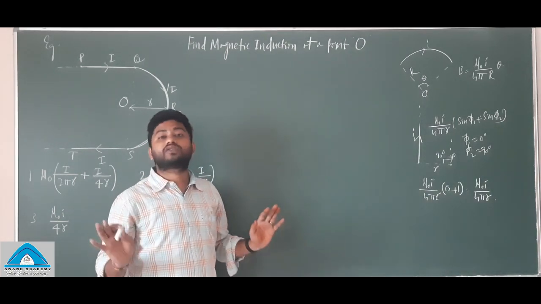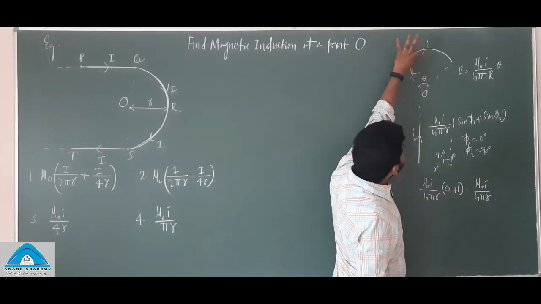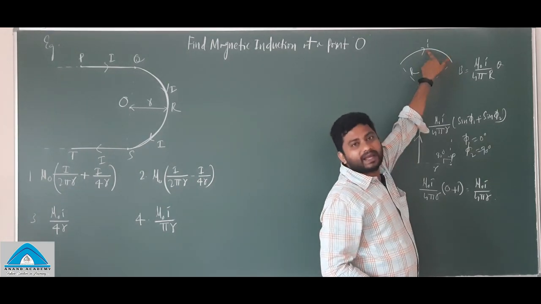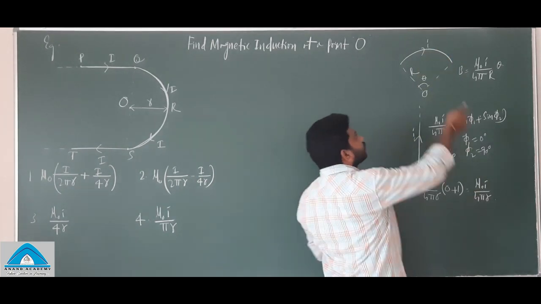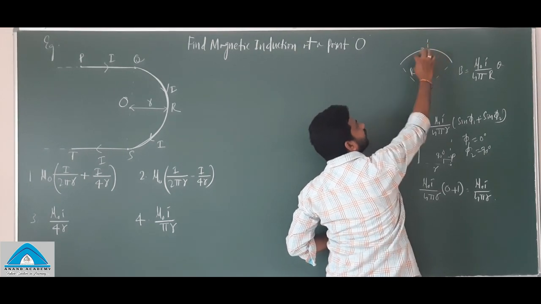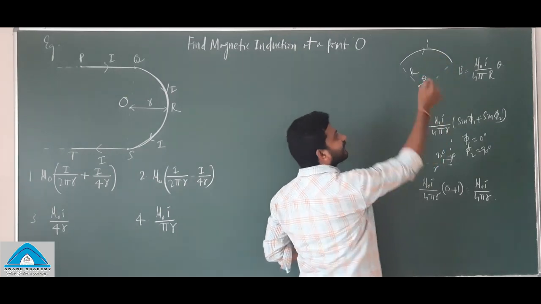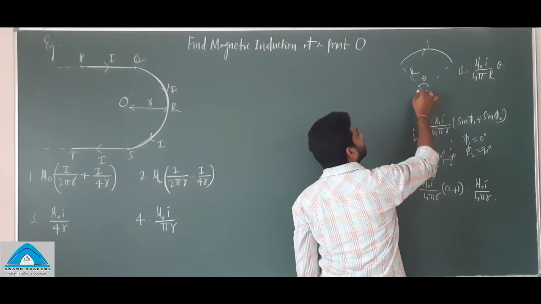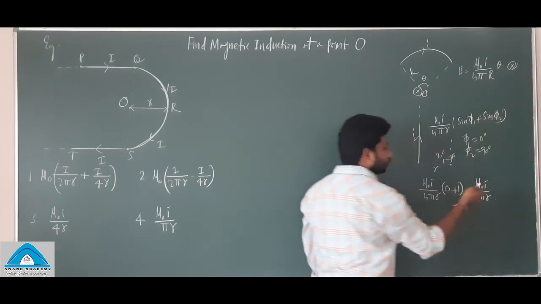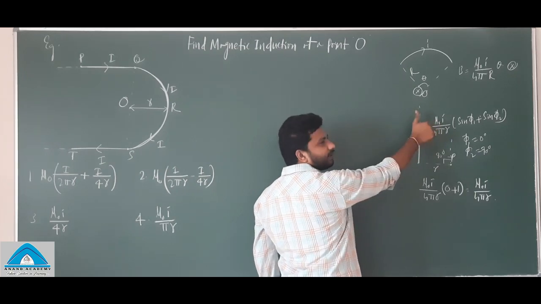And we need to find out the directions also. What is the direction? At this point, if you apply the right hand thumb rule, the thumb points in the direction of current. So on the right side of this wire, the magnetic field lines are into the plane. Here also it is the same thing. This is the right hand thumb rule I am using here.